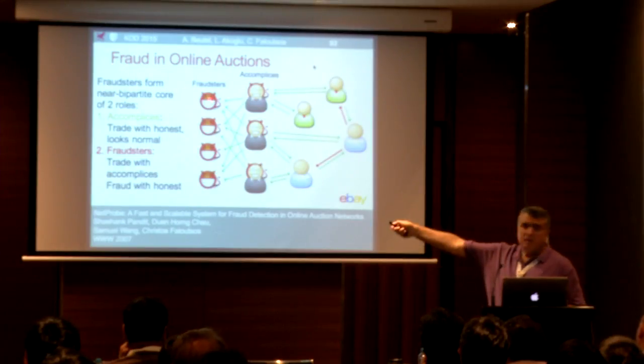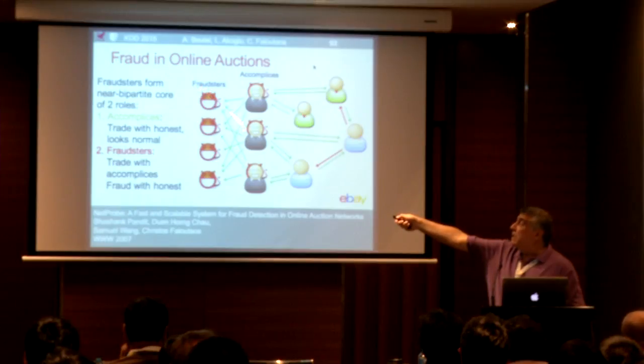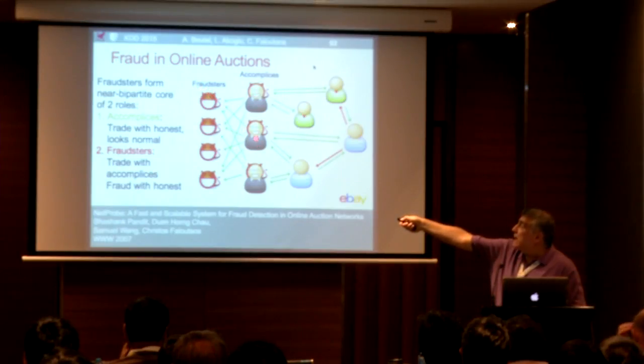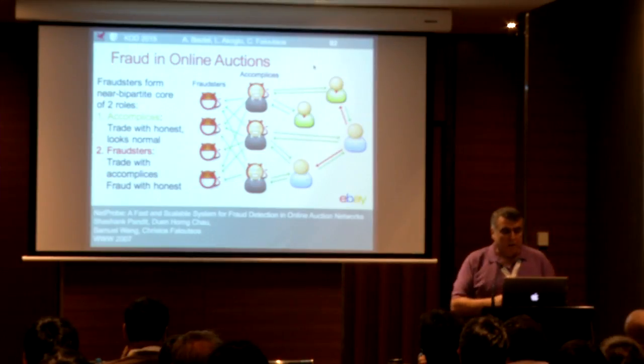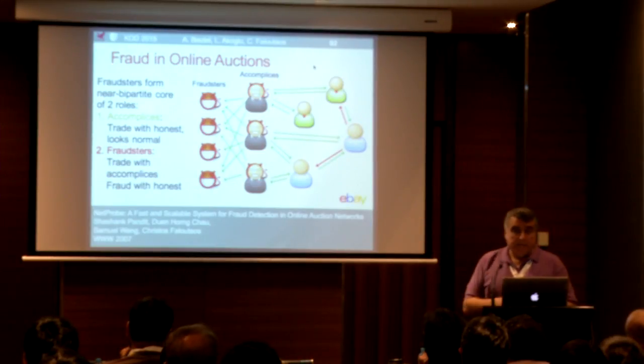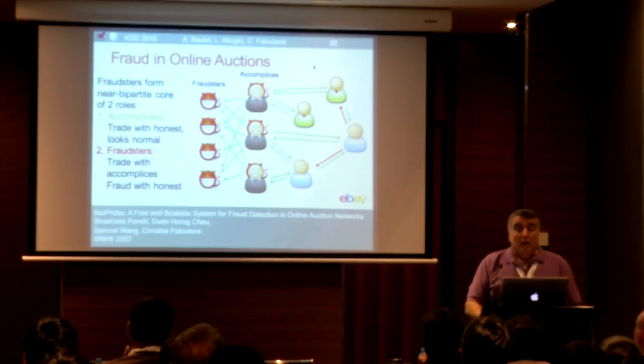eBay shuts it down, but that's not a big deal because if eBay looks ahead, they say this looks like an honest person, right? It has a lot of interactions. It has been with eBay for 10 years. There's no reason to shut down the accomplices, right? So this is a brilliant scheme. How can we spot it?